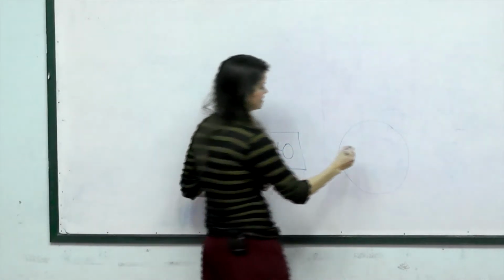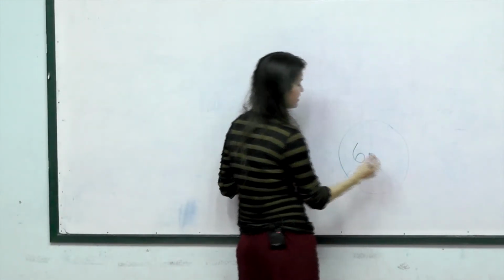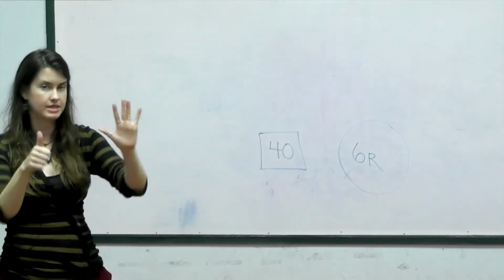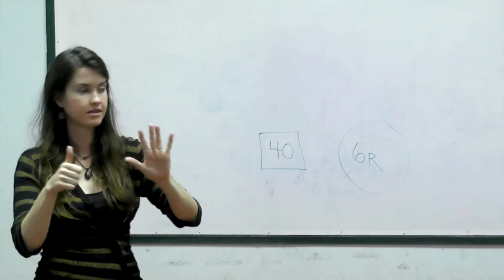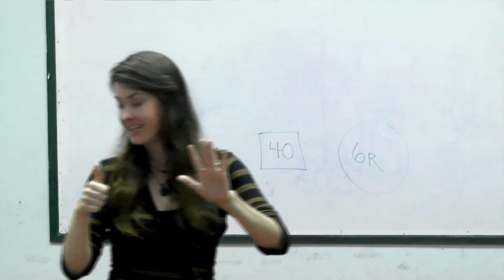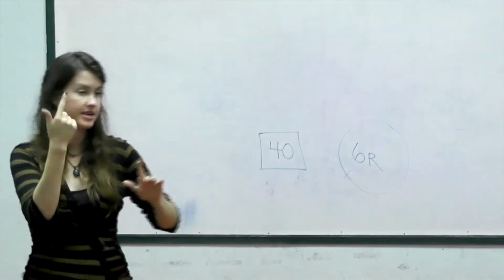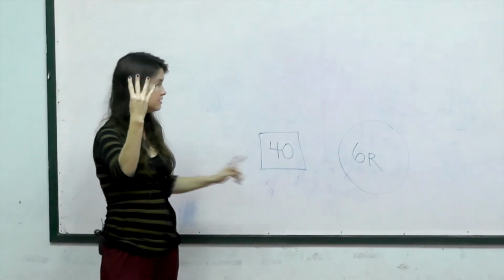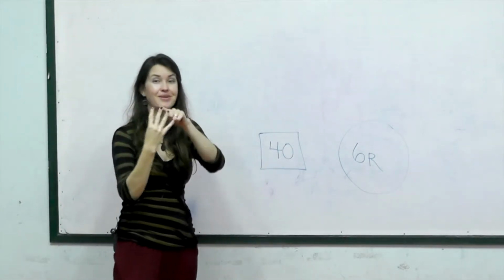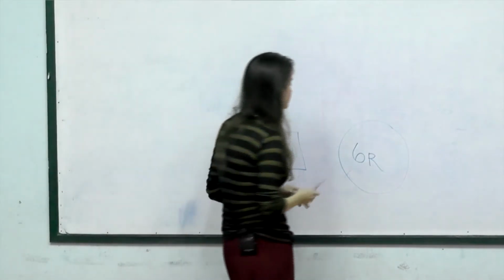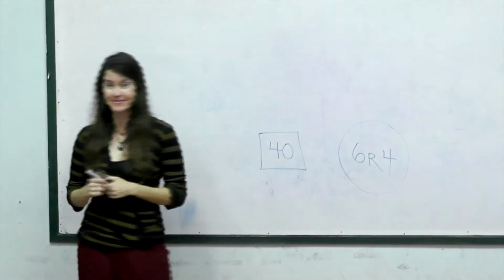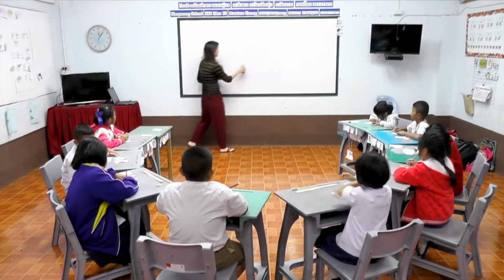We've got 6. What about our remainder? We stopped at 6. Good. Let's count. 37, 38, 39, 40. So we have 4. We have 4. 6R4. Good job, friends. Let's do another one.